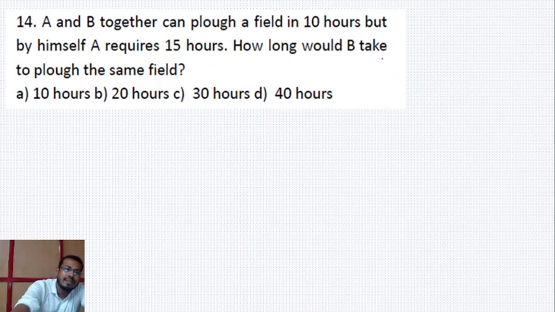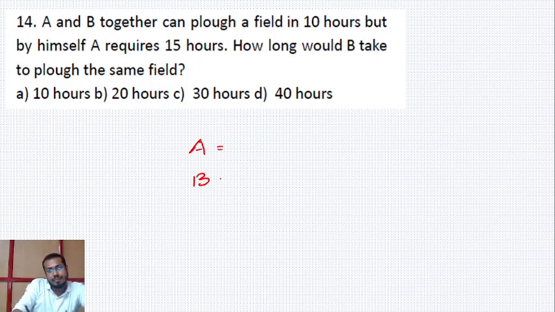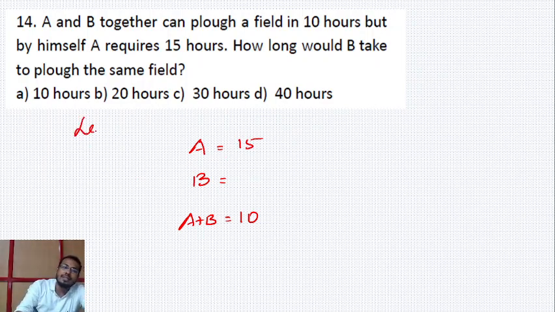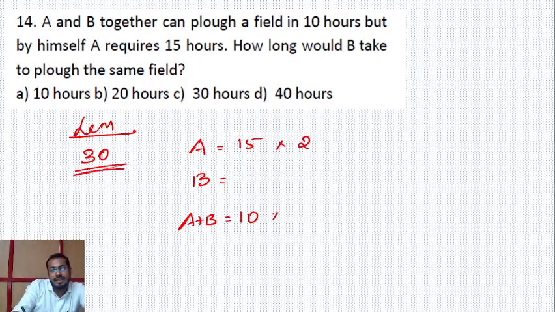Next question. A and B together can plug a field in 10 hours, but by himself A requires 15 hours. How long would B take to plug the same field? As usual, write A, B, A and B. A and B can plug it in 10 hours. A takes 15 hours. How long B take to plug? So 10 and 15, what is the LCM? 30 is the LCM. 15, how many times 30? 2 times. And 10 is 3 times.